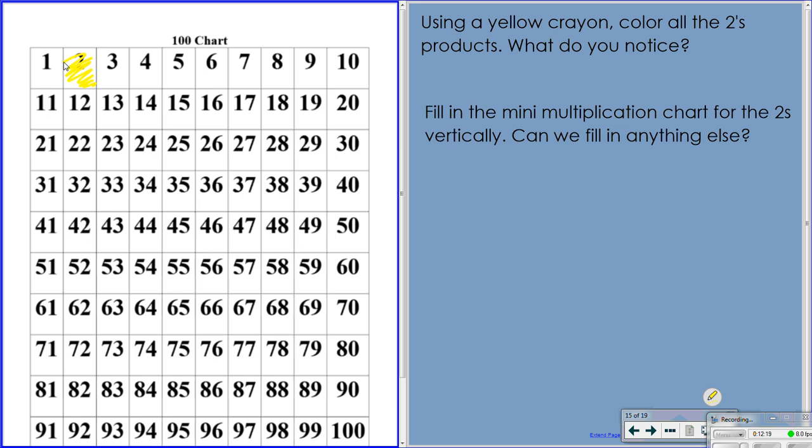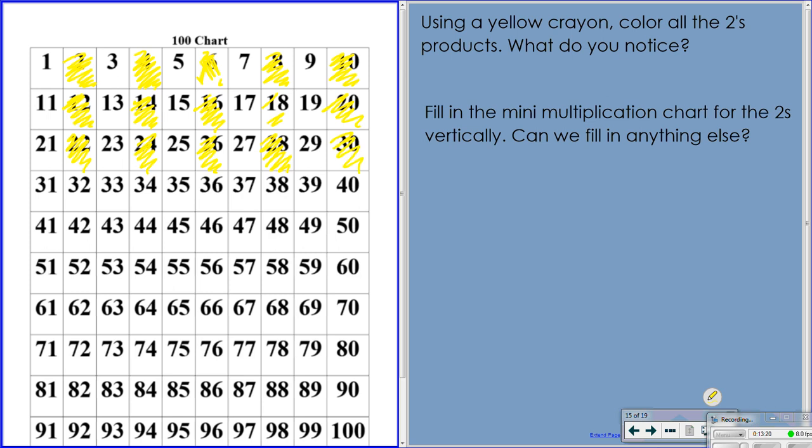What's the next product I can shade in? Grace? 4. What's next? Eva? 6. What's next? Tyshir? 8. What's next? Ryan? 10. What's next? 12. Say it out loud. What's next? 12. What's next? 14. Next. 16. Keep going. 18. Keep going. 20. Keep going. 22. Keep going. 24. 26. 28.